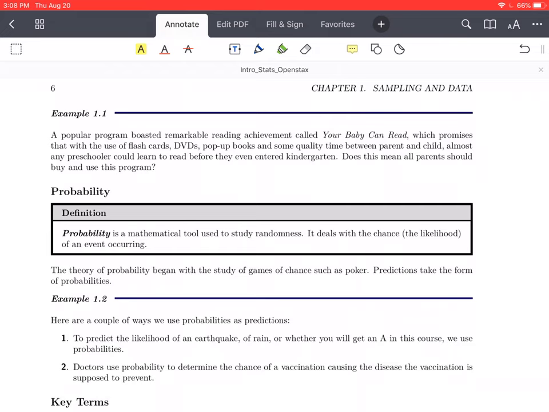One of the things that we use to study this quote-unquote give and take is probability. Probability is a mathematical tool used to study randomness. It deals with the chance or the likelihood of an event occurring. We're going to study a lot about probabilities this semester, but we're looking at what is the likelihood that something would occur, given any information that we have.